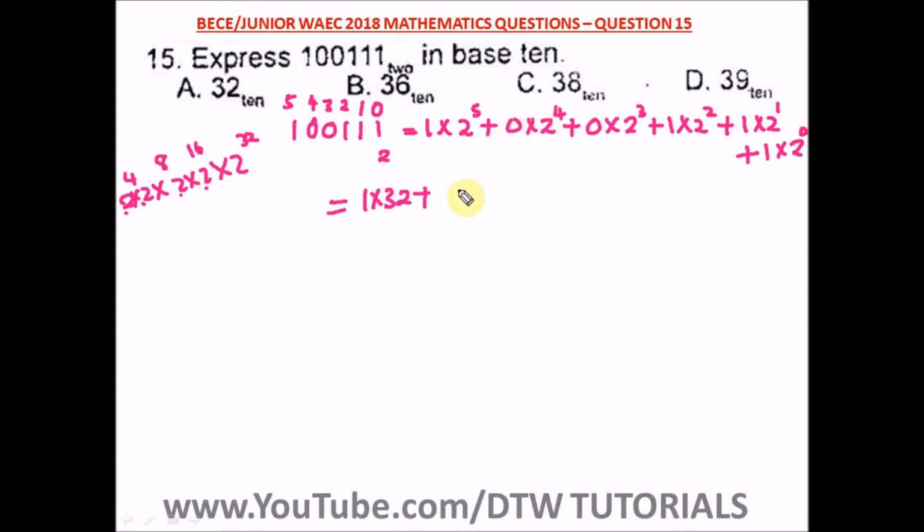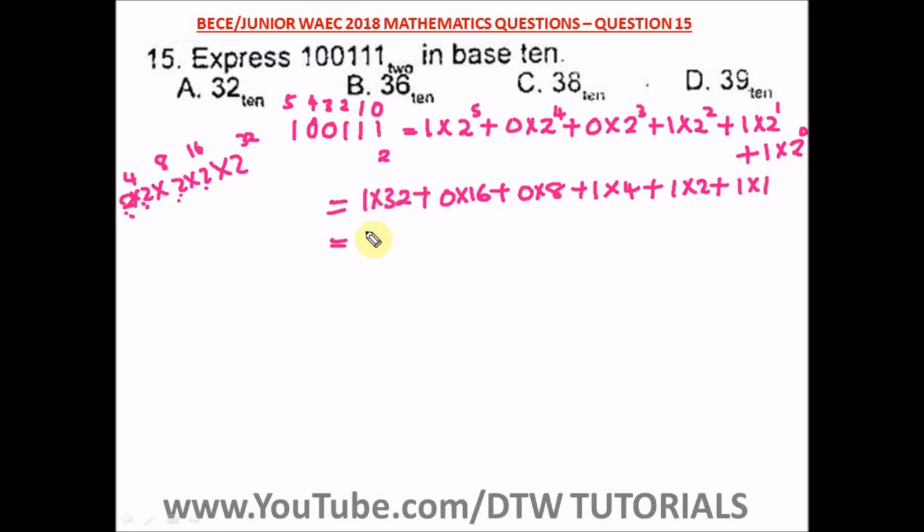But here it is multiplying, so let me write this down. 0 times 16 will still give us 0, plus 0 times 2 raised to the power 3. 2 raised to the power 3 is 2 times 2, which gives 4, times 2 gives 8. So we have 0 times 8, plus 2 raised to the power 2, which is 4. So we have 1 times 4, plus 2 raised to the power 1 is still 2, so 1 times 2. Then plus 2 raised to the power 0, which is 1. So we have plus 1 times 1.